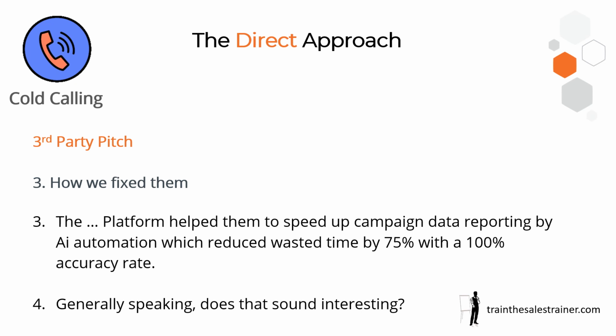We work with A, B, and C, who are frustrated with having to manually fetch large amounts of data from a number of different platforms. They had to pull that data together, clean it, and then build reports. There were lots of tedious processes where error could slip in, and this often showed up on reports. The ABC platform helped them speed up campaign data reporting by AI automation, which reduced wasted time by 75% with a 100% accuracy rate. Generally speaking, does that sound interesting to you?